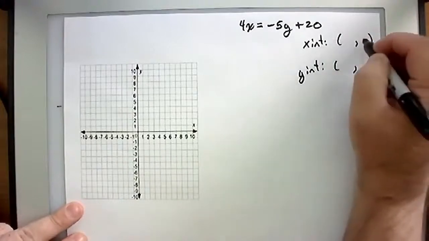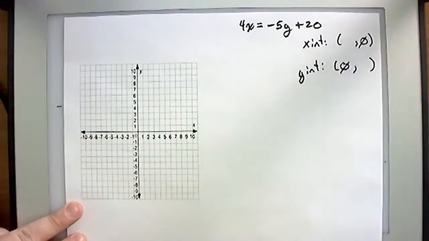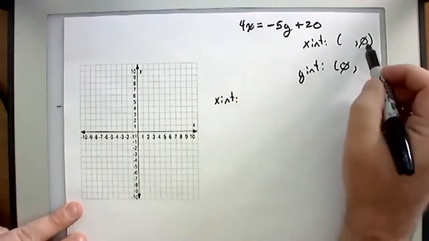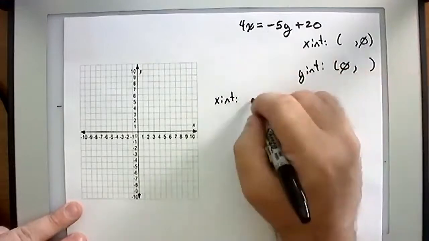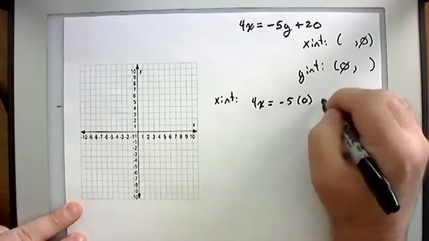You know the x-intercept has 0 for y. You know that the y-intercept has 0 for x. And those parts are done. So let's go ahead and find the x-intercept, where we know that the y is 0. So we'll have 4x equals -5 times 0 plus 20.